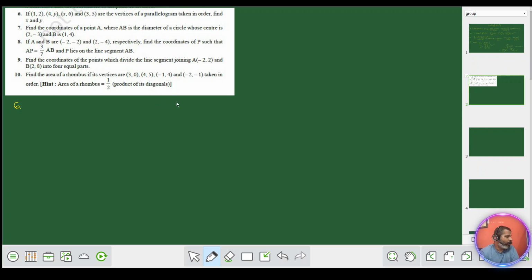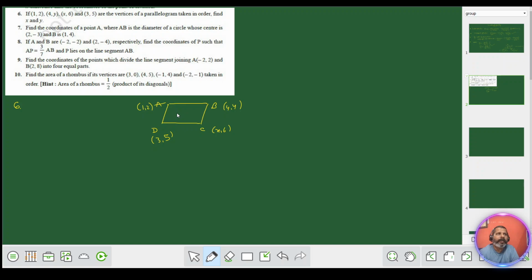So you should know the parallelogram looks like this, and we write ABCD. You have to take the points in order. So we'll assign the points in order: A becomes (1, 2), B becomes (4, y), C becomes (x, 6), D becomes (3, 5). Find x and y, they've asked. If you observe this, you can do it in many ways, but I'll tell you the easiest way.